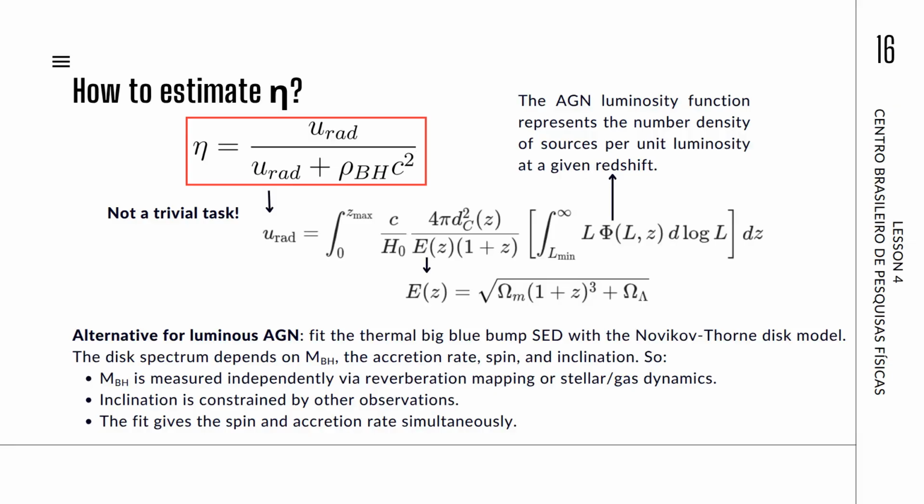And when we do so, eta is around 10%, when you integrate over cosmic time, over the luminosity of all quasars and everything. It's around 10%. So it says that on average, black holes have average rotations, like 50% of the limit.